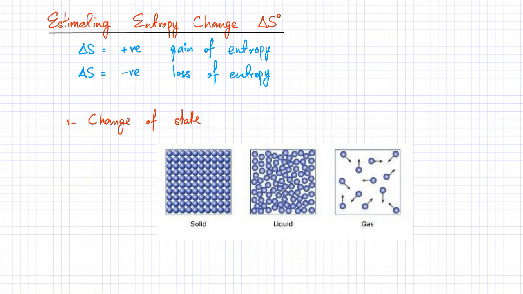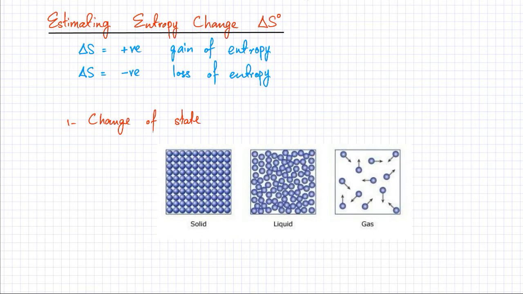So we're going to try and estimate whether delta S is positive or negative, whether entropy is increasing or decreasing. Now, the first way in which you can figure out whether entropy change is positive or negative is by looking at the change of state. The three basic states are solid, liquid, and gas.